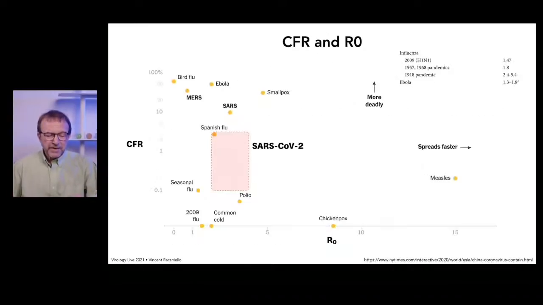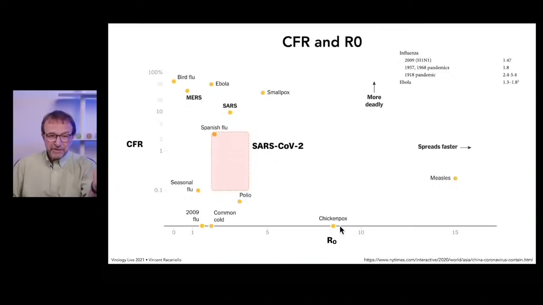So let's compare CFR, case fatality ratio, and R naught. This is a figure from the New York Times. And again, this is like saying these viruses have a fixed R naught. But even, and again, the definition is you can only determine the R naught early in an outbreak, before population immunity, before interventions.